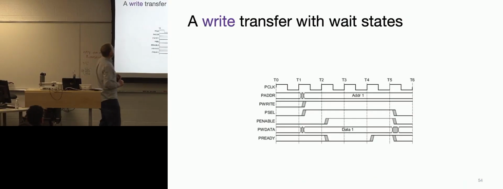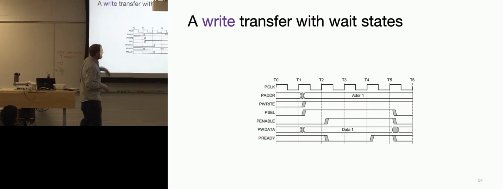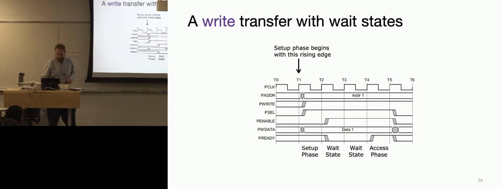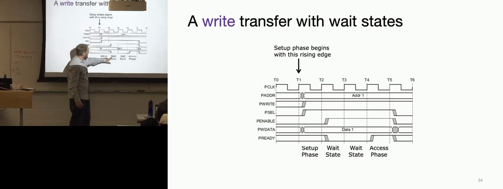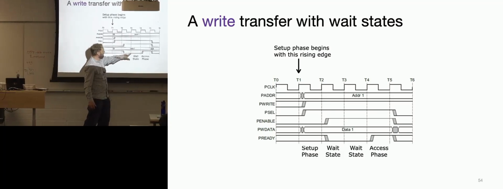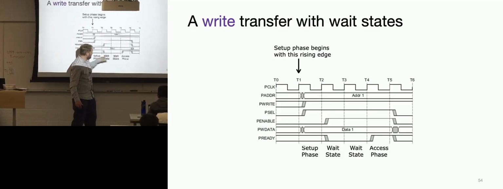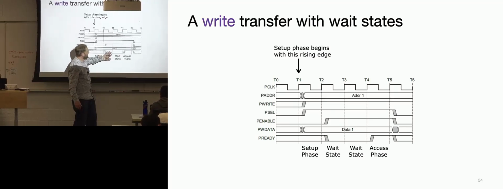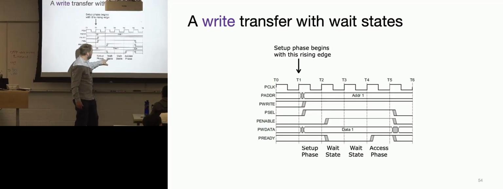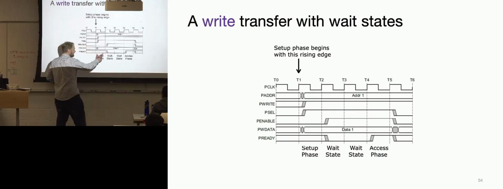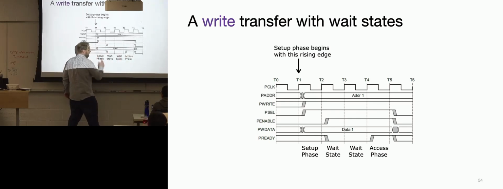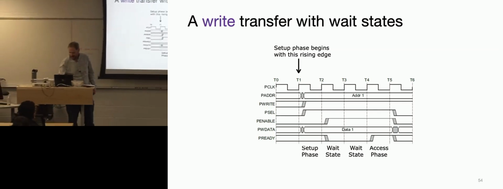Let's see. A write transfer with wait states. Let's go through an example here. What does that mean? Here, we have the setup phase. Then ready remains low, saying that the data is not ready. It's held for 2, and then they go through the access phase. Normally it's setup, access, setup, access. Here it's setup, wait, access. Let's talk about that condition.